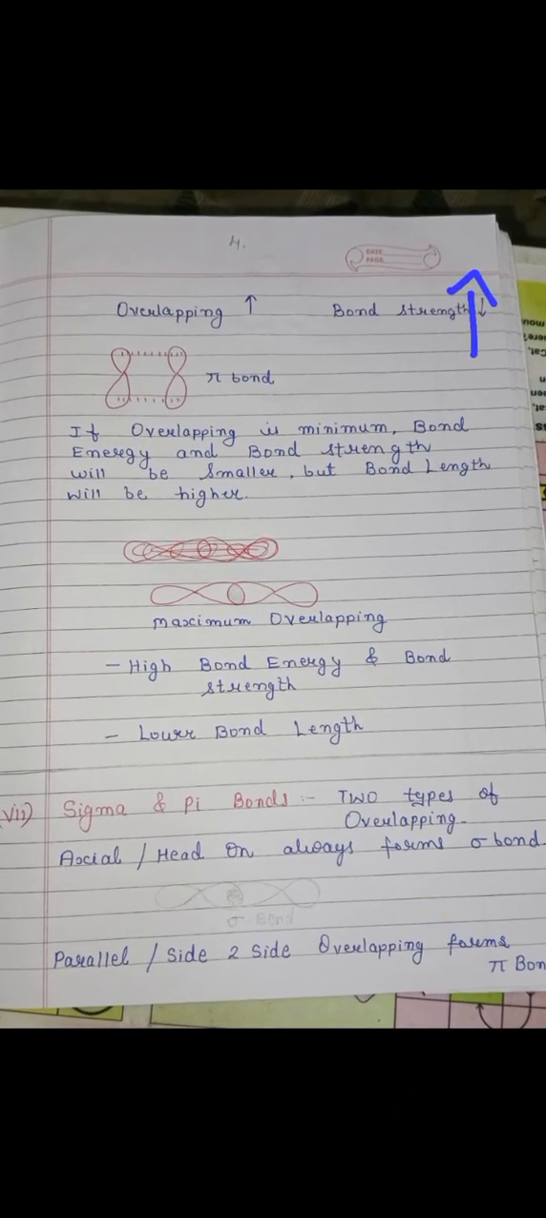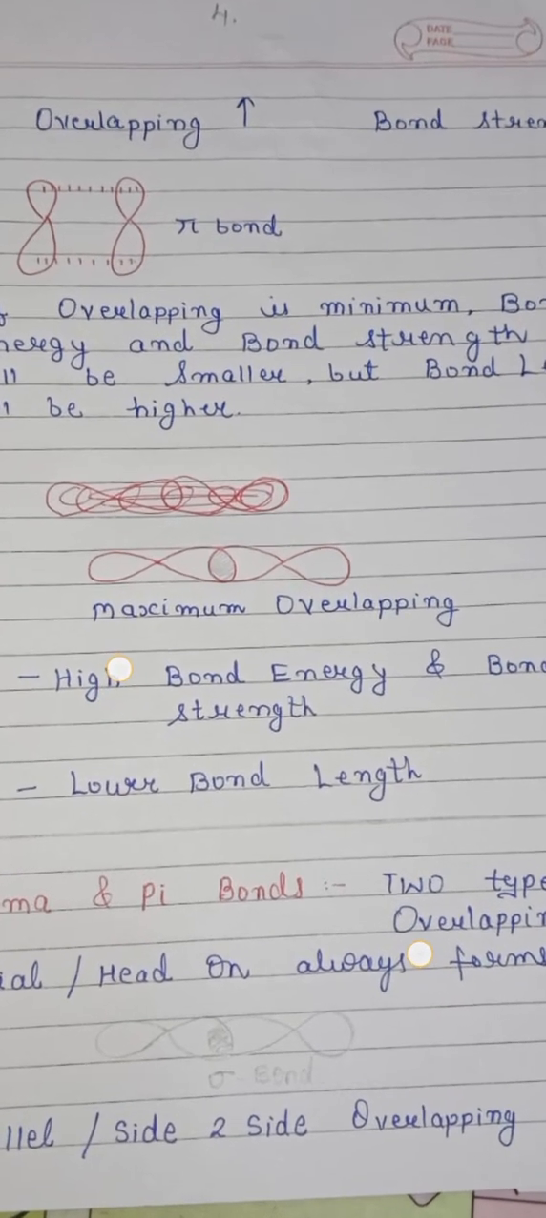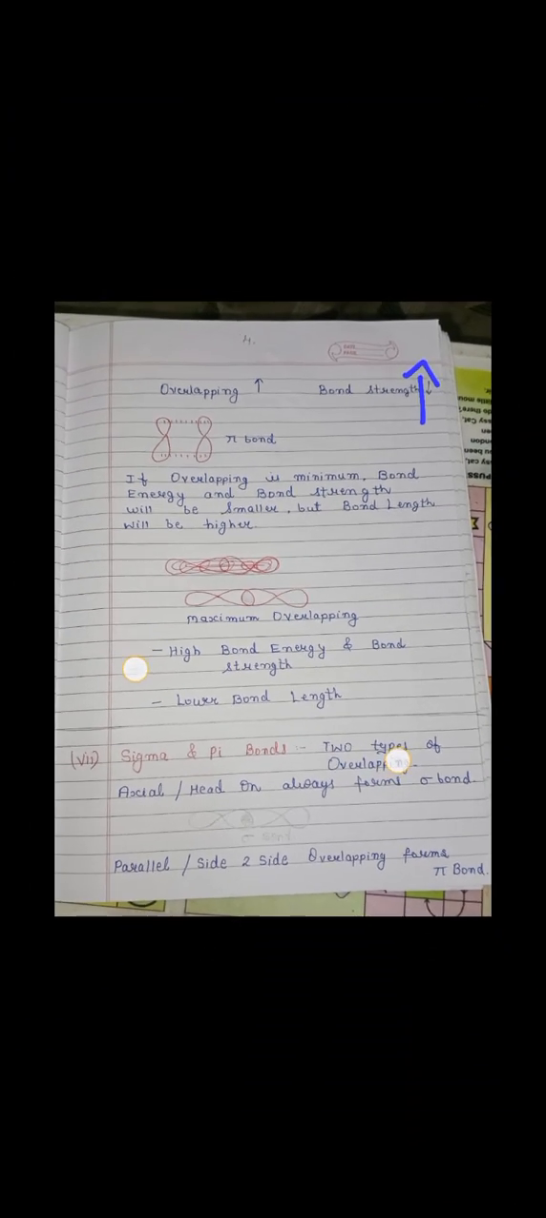Now, sigma and pi bonds. How are sigma and pi bonds formed? Axial and head-on overlapping always form a sigma bond. Here you can see how a sigma bond is formed. And parallel and side-to-side overlapping always forms a pi bond. This is parallel, side-to-side overlapping. What is formed? A pi bond. This is much weaker than the sigma bond. Sigma bond is much stronger than the pi bond.